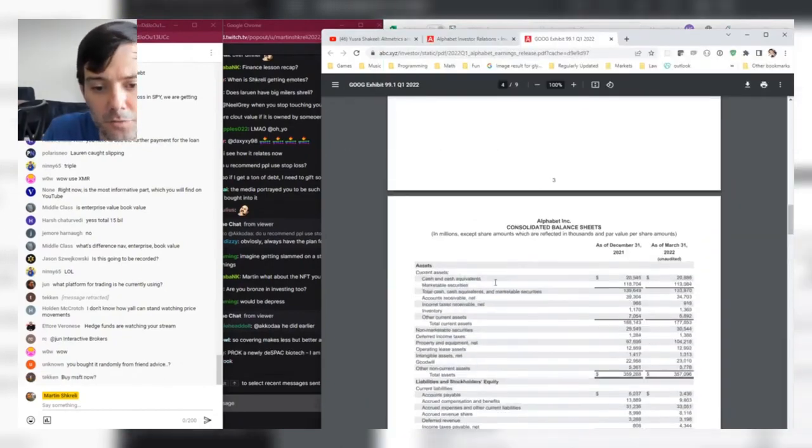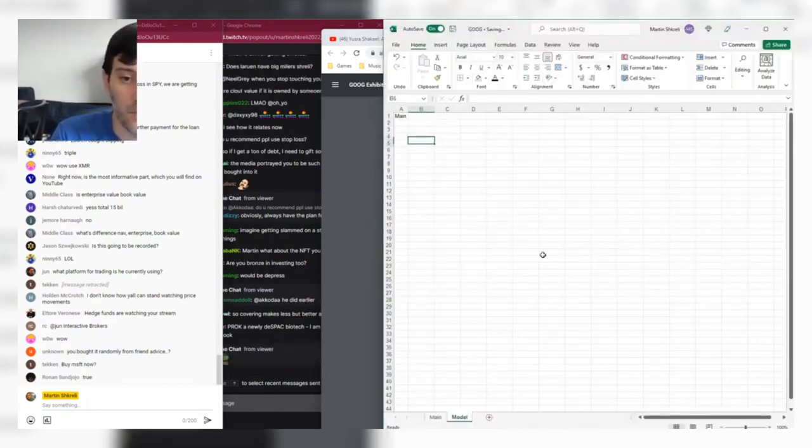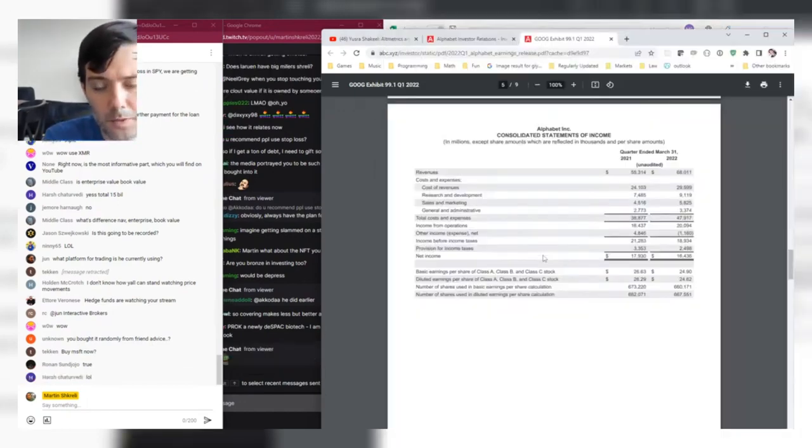Of course, he's trading for a lot more than $50. That's lunch money. But especially here in New York. Anyway, let's make a model for Google.